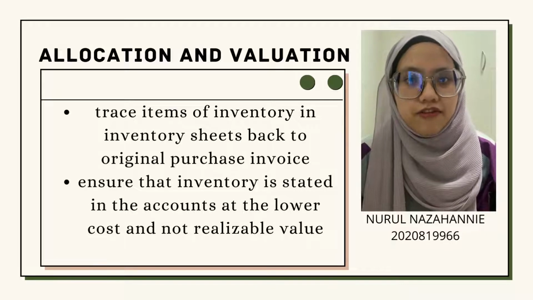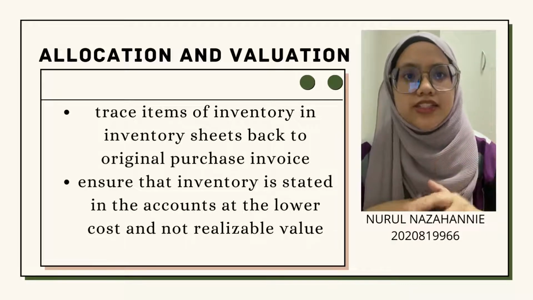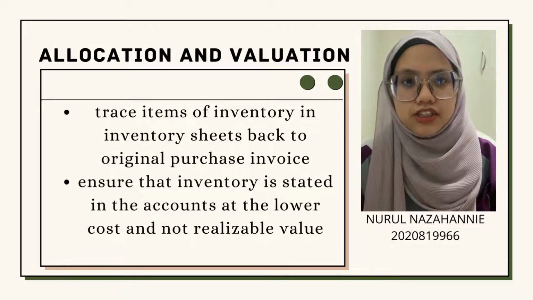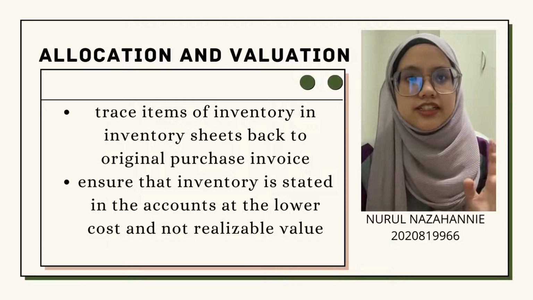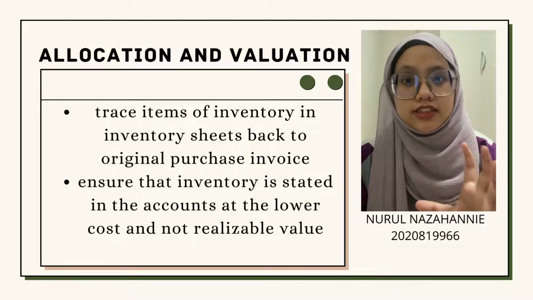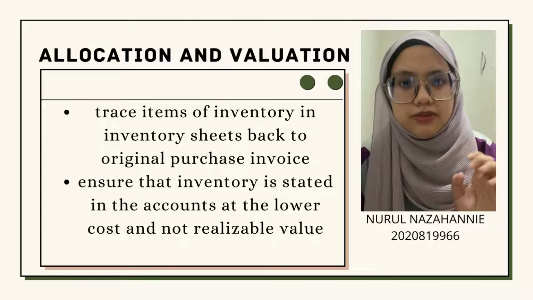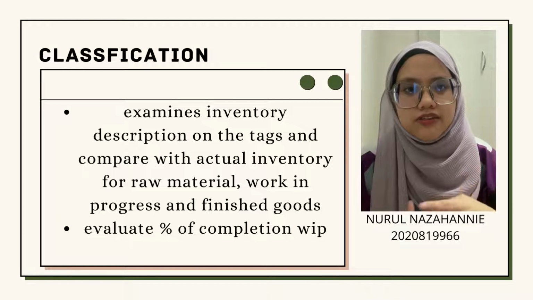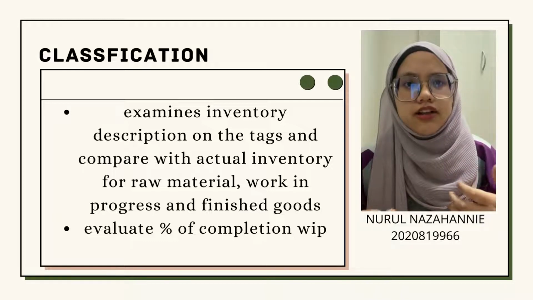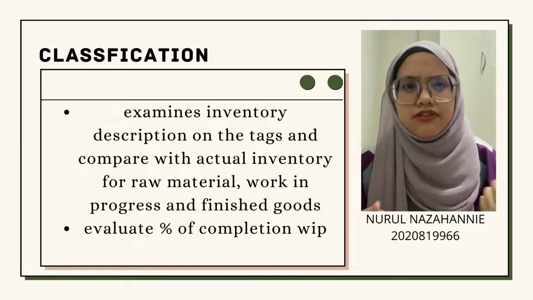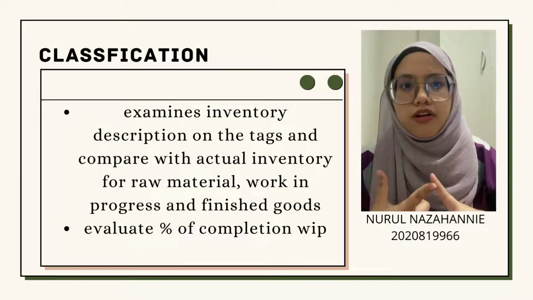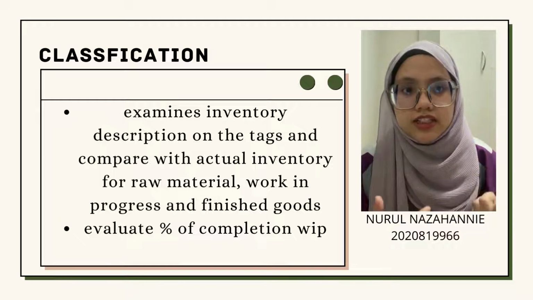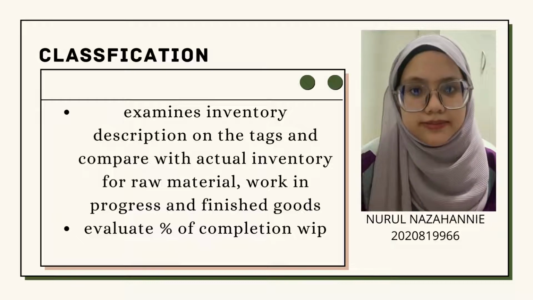For allocation and valuation, the auditor has to trace items of inventory in inventory sheets back to original purchase invoice. Then ensure that inventory is stated in the accounts at the lower of cost and net realizable value. And lastly, for classification, the auditor will have to examine inventory description on the tag and compare it with actual inventory for raw material, work in progress, and finished goods. Then, the auditor will have to evaluate the percentage of completion of work in progress.